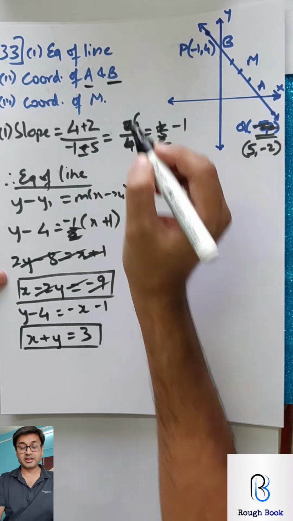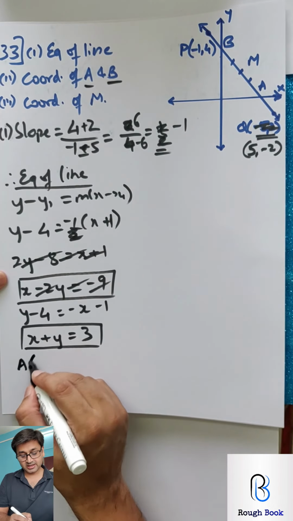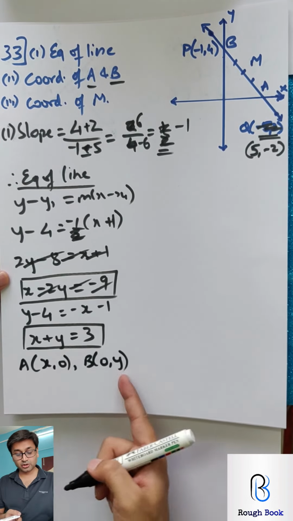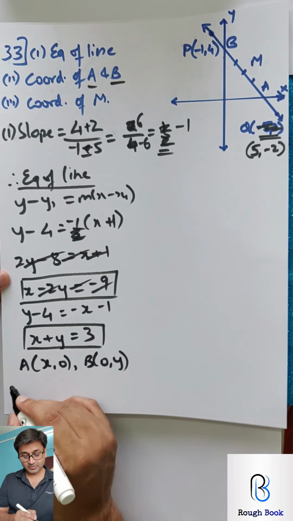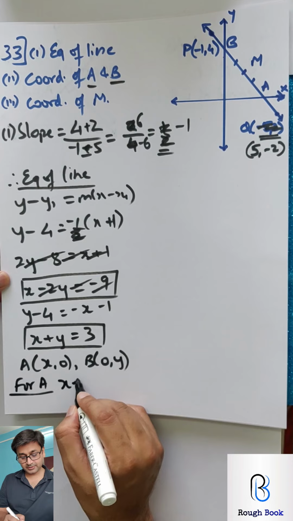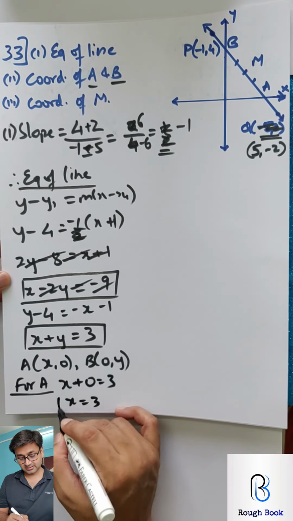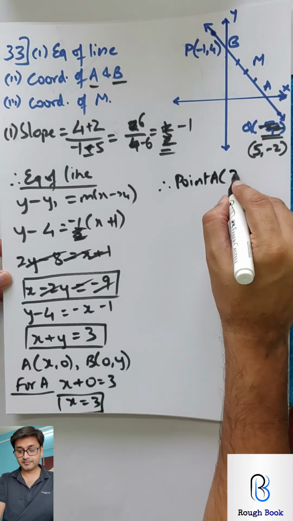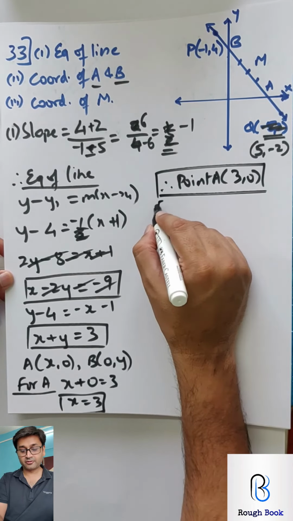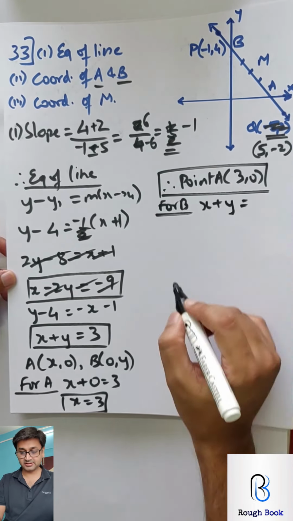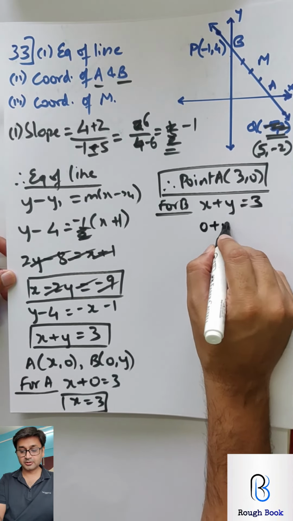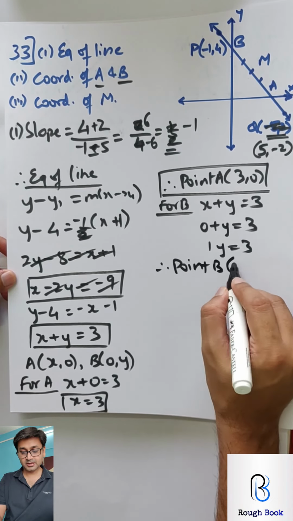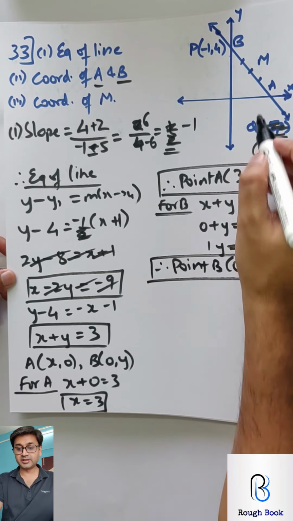That's correct. Now the coordinates of A and B. A lies on the x axis, so let's call A as x comma 0 and B will be 0 comma y. Substitute both of these in this and you will be able to get A. So for A, x plus 0 is 3. So x is 3. Therefore point A is 3 comma 0. So we got the first part. Now for B, again x plus y is 3. This time substitute x as 0. So y becomes 3. Therefore point B is 0 comma 3. So we got both the points A and B.